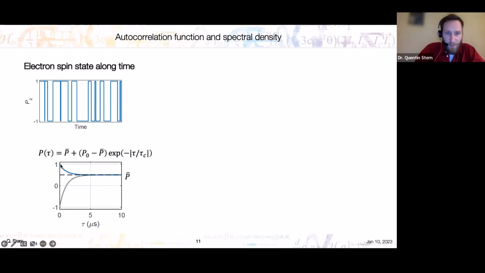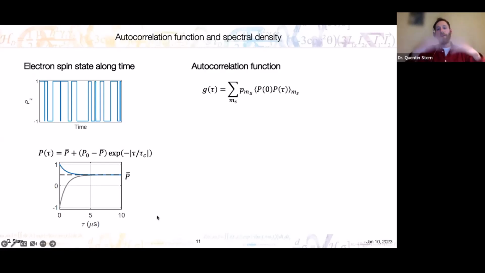And so if we start from +1, we go to this equilibrium value, and again from -1. More formally, we can define the autocorrelation function in this way as a sum of the different processes. MS could be higher than plus or minus a half if we are dealing with high spin radicals, but here I will be only talking about spin half. And we have the autocorrelation function for each of these processes, which is the product of the polarization at time 0 and a long time.